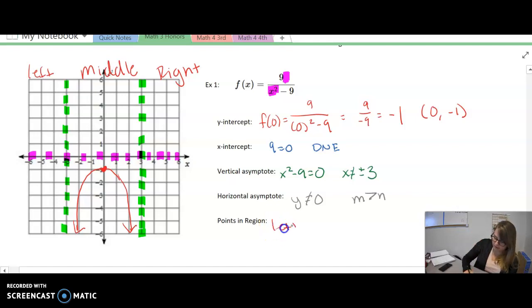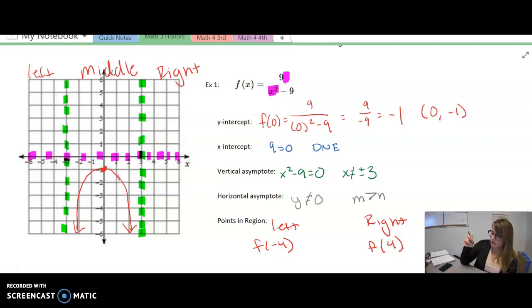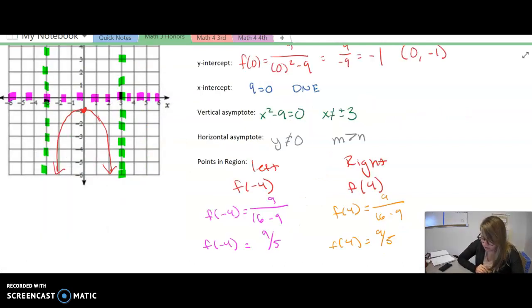So for the left region, you can choose any point, but I'm going to use -4. And for the right region, I'm going to use f of +4. So once you find those points, graph them. So pause the video here and find those points. So if you did this correctly, you should have gotten 9/5 for both -4 and +4. So I'm going to go ahead and graph those points. I'll write them real quick right here.